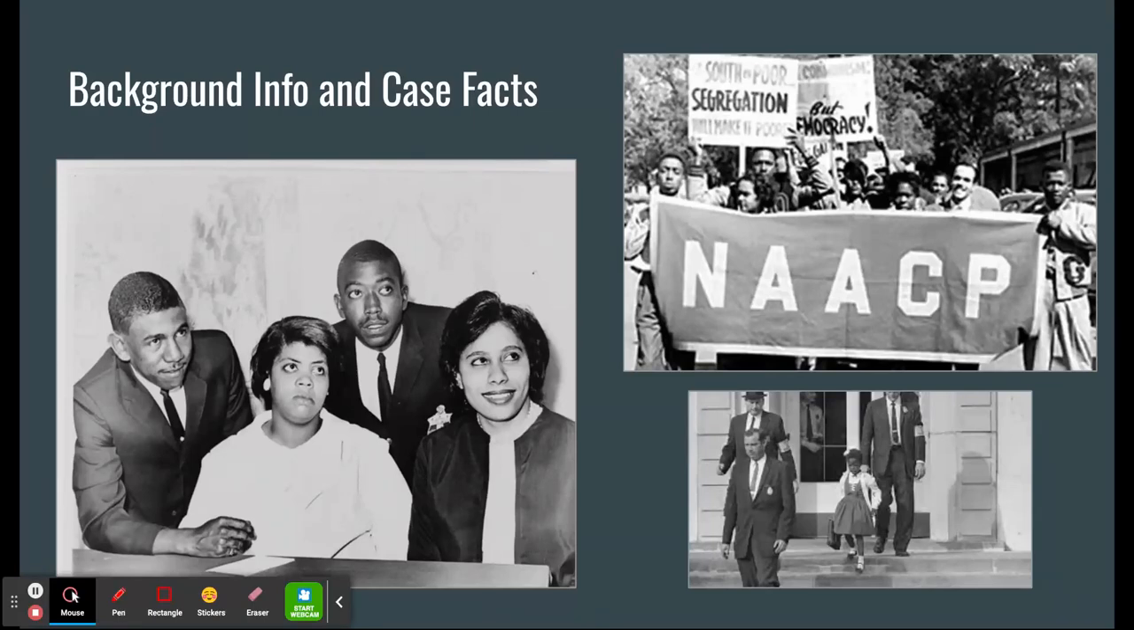On the top right, we see some of the many protests that were going on in favor of the NAACP and against segregation, as it was widely unpopular among the African American community for obvious reasons. In the bottom right photograph, we see Linda Brown herself, and this shows us the scale of this case and all of this happening around one small little girl.